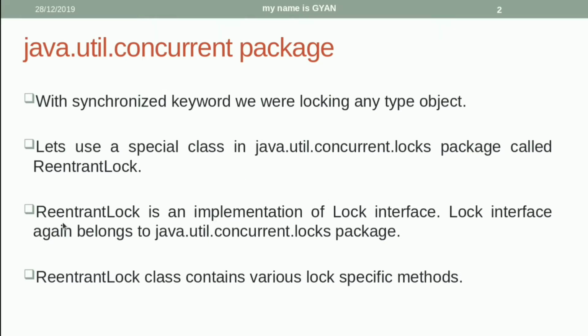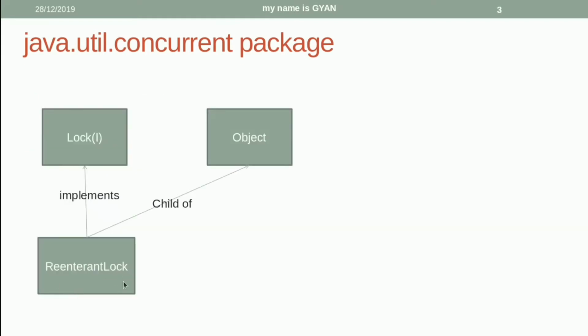java.util.concurrent.locks. The ReentrantLock class is an implementation of the Lock interface. The Lock interface itself belongs to the java.util.concurrent.locks package. Means these two, the class ReentrantLock and the Lock interface, both belong to this package, java.util.concurrent.locks. The ReentrantLock class contains various lock specific methods. Therefore, the ReentrantLock class implements the Lock interface and is a child of the Object class.